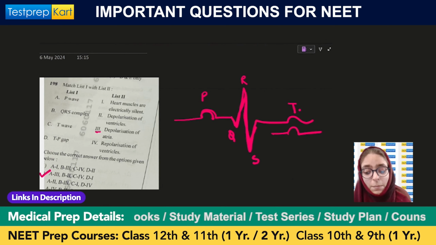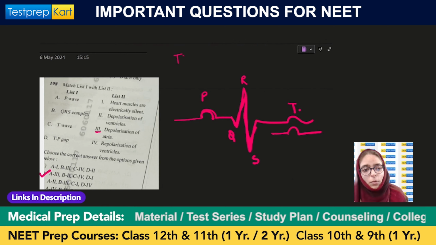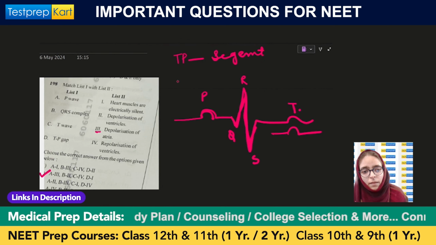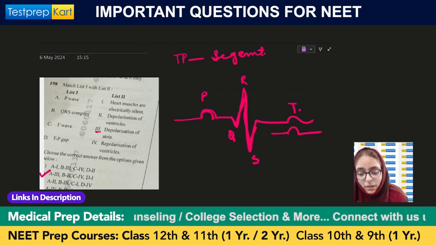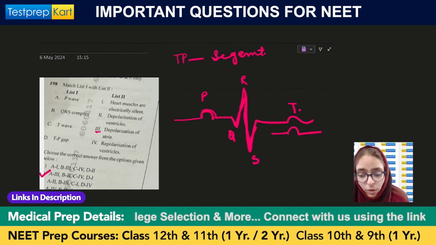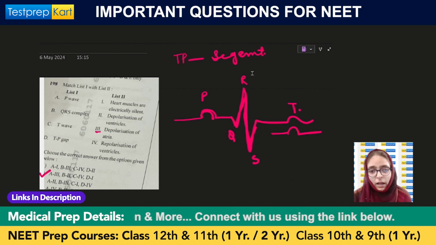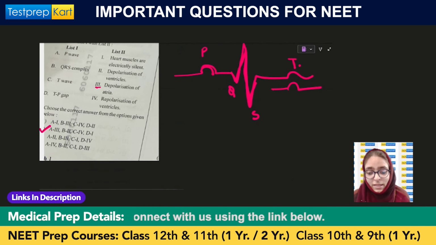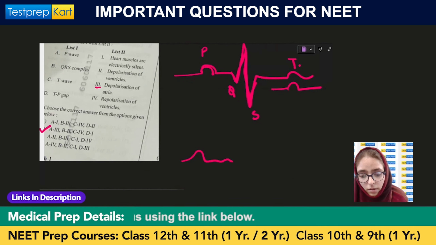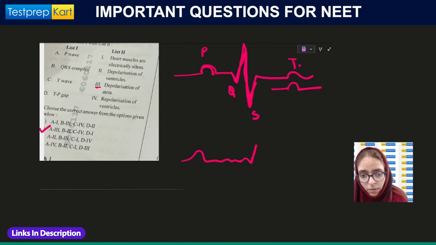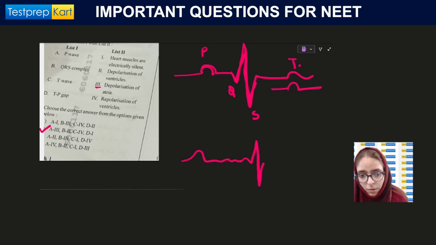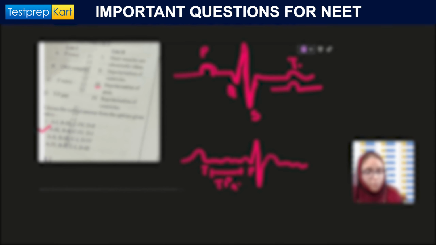Now we have TP gap. What is this TP gap, or we can say TP segment? TP segment is the portion in the ECG. I will show you diagrammatically what is this TP segment. This is T and this is P. That means this portion is called as TP segment or TP gap.